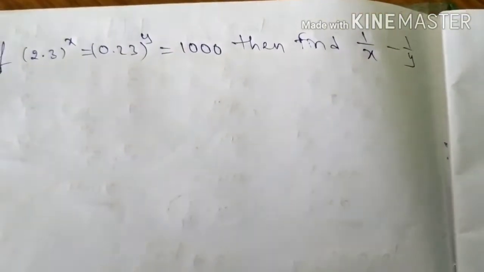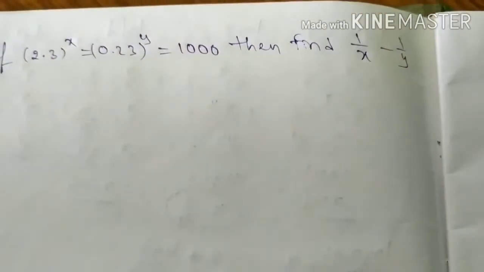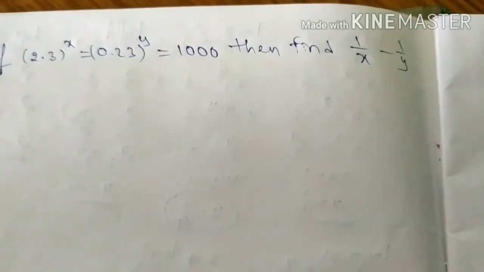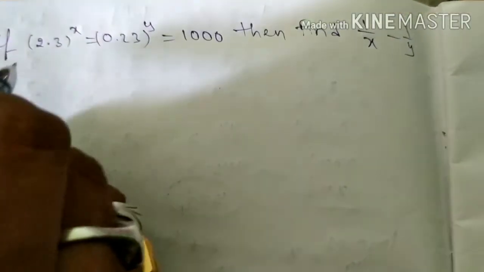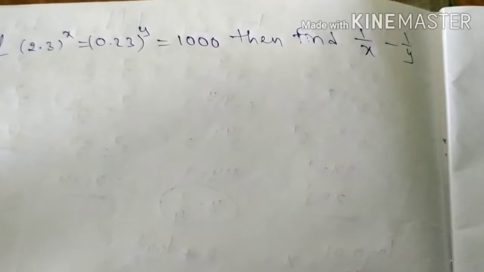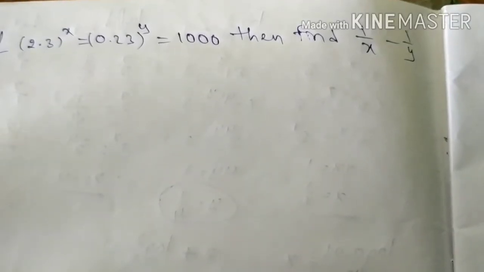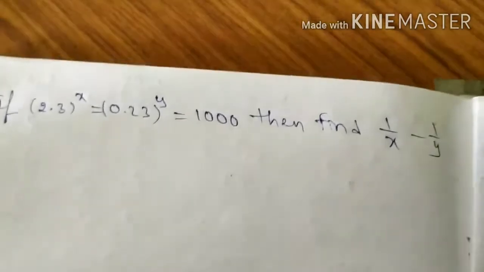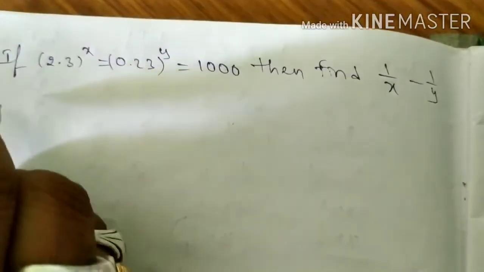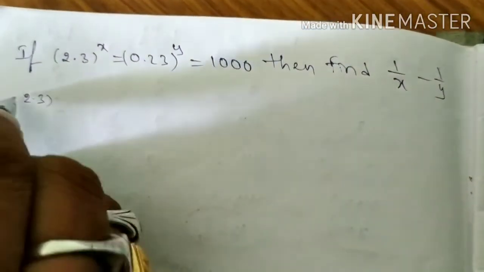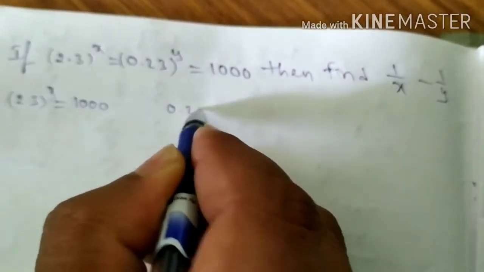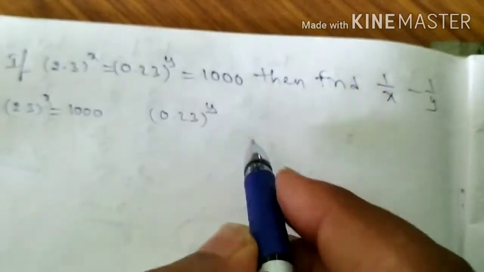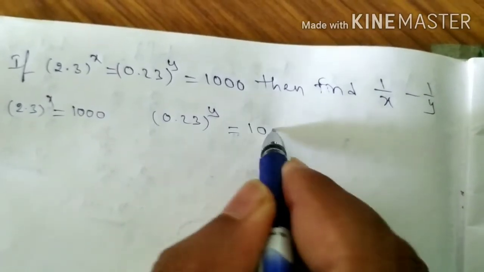If 2.3 whole power x is equal to 0.23 whole power y is equal to 1000, then find 1 by x minus 1 by y. This is the given. So first you can take 2.3 whole power x is equal to 0.23 whole power y is equal to 1000. So 2.3 whole power x is equal to 1000. Similarly 0.23 whole power y is equal to 1000.